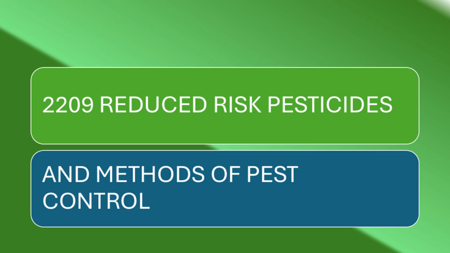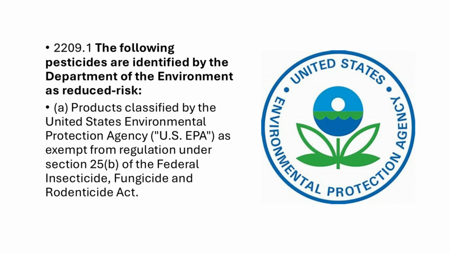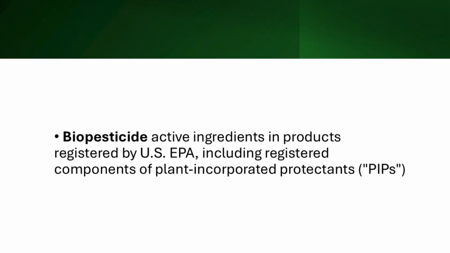2209. Reduced risk pesticides and methods of pest control. 2209.1. The following pesticides are identified by the Department of the Environment as reduced risk. A. Products classified by the United States Environmental Protection Agency, U.S. EPA, as exempt from regulation under Section 25B of the Federal Insecticide, Fungicide, and Rodenticide Act.